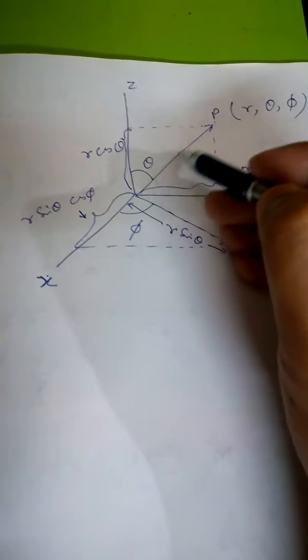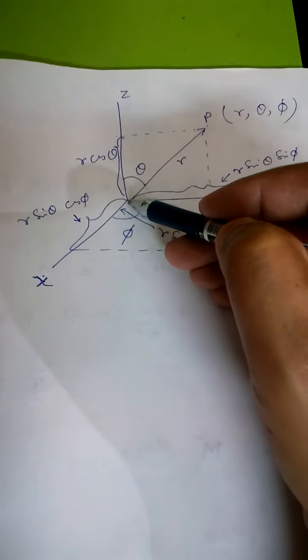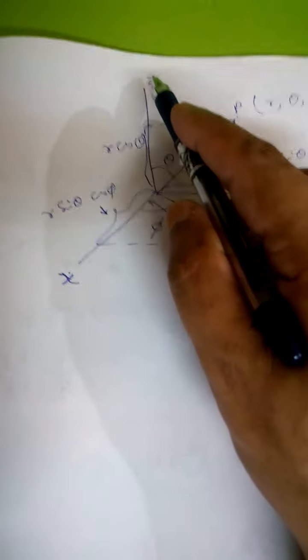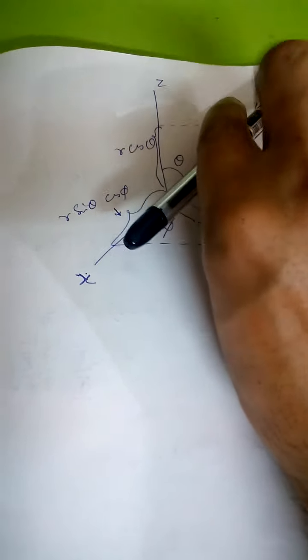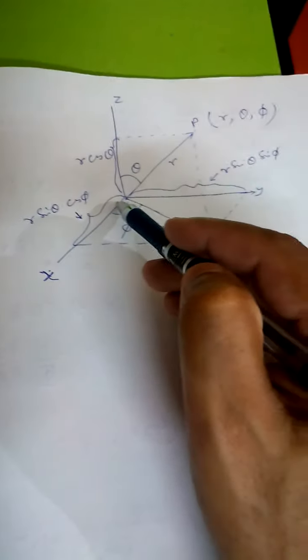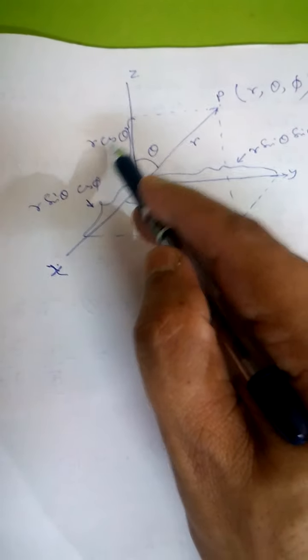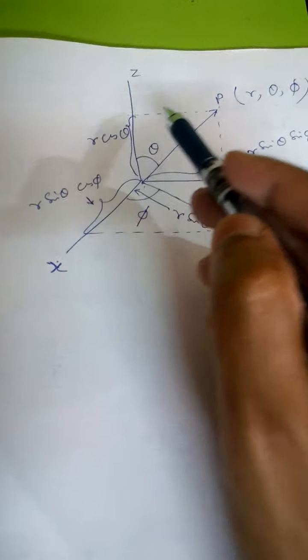Suppose P is in space. The distance between the origin and the location of P is r. r makes an angle theta with the z axis. So this r may be split into two parts. The z component should be r cos theta. So this is the relation between Cartesian coordinates and spherical polar coordinates, only for the z coordinate.